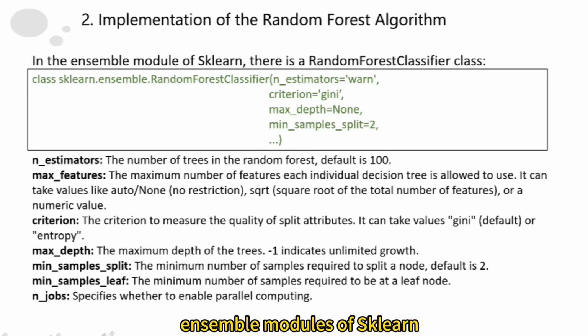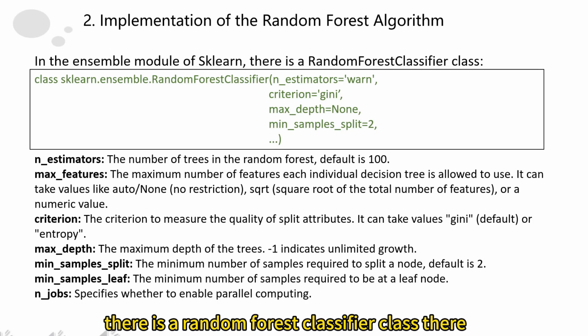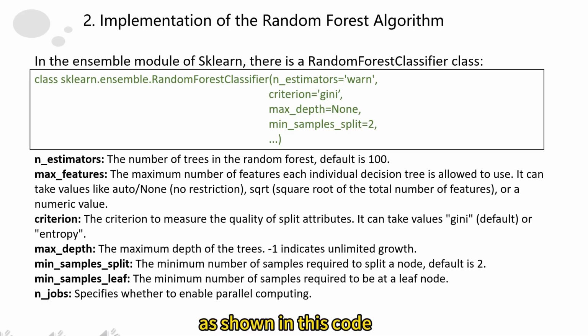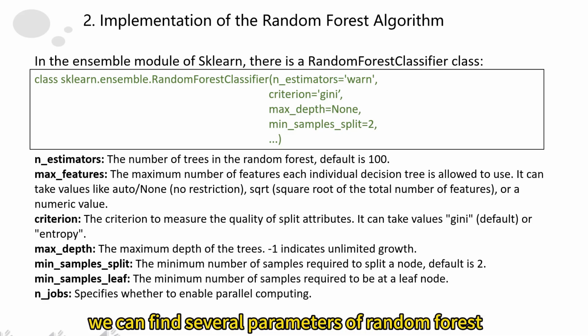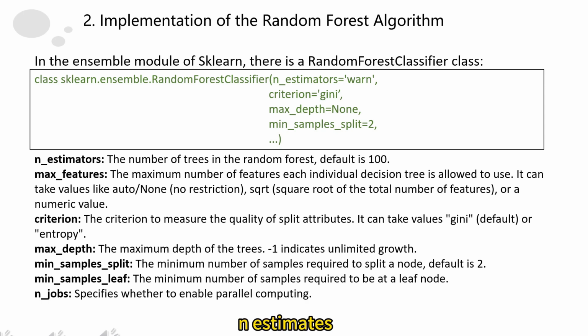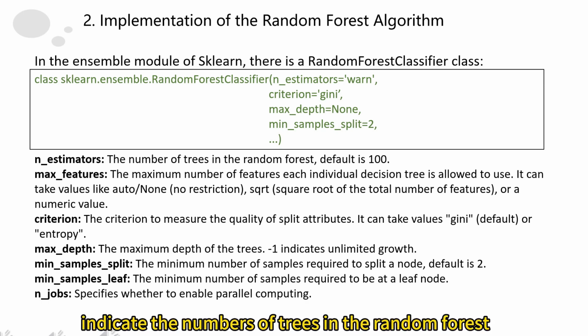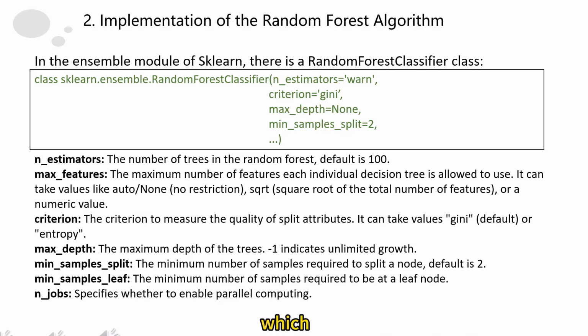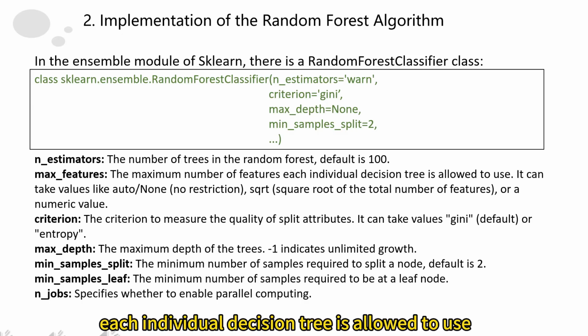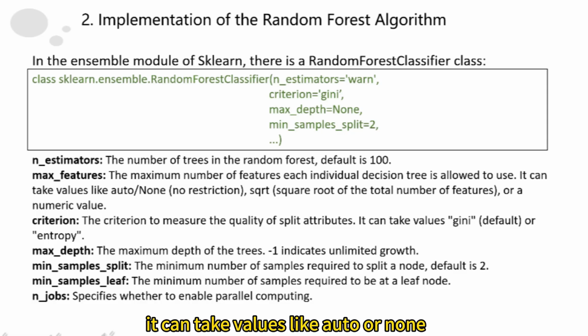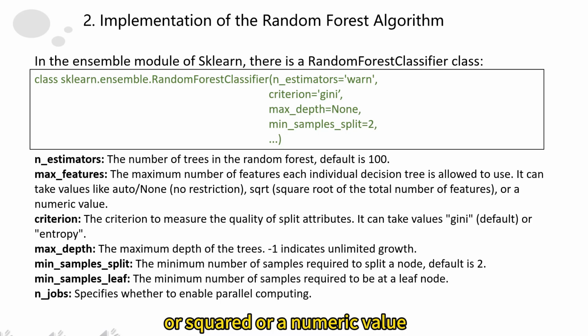In the ensemble module of Scikit-learn, there is a RandomForestClassifier class. As shown in this code, we can find several parameters of random forest. n_estimators indicates the number of trees in the random forest, whose default is 100. The max_features is the number of features each individual decision tree is allowed to use. It can take values like auto, log2, sqrt, or numeric values.